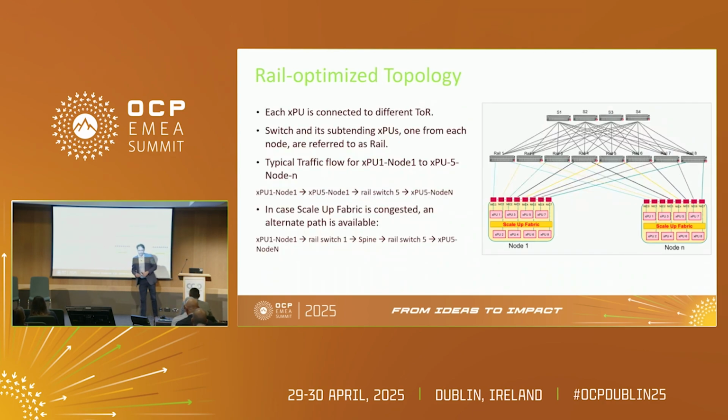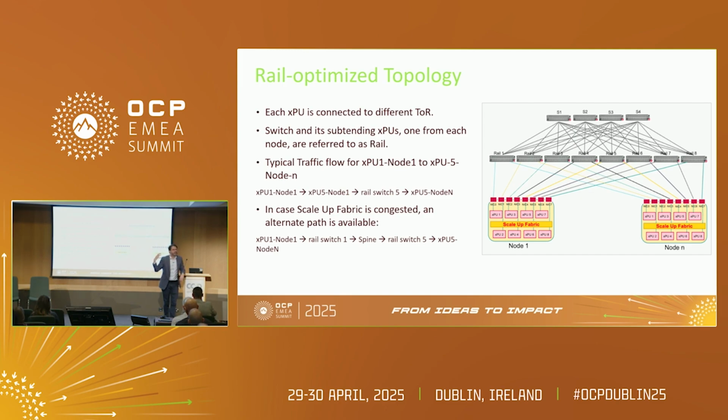What is rail-optimized topology? In a rail-optimized topology, each XPU from a server is connected to a different leaf switch. So XPU 1 is connected to leaf 1, XPU 2 is connected to leaf 2, XPU 8 is connected to leaf 8. In this topology, we do not refer to these switches as leaf or ToR, we call them rails. These topologies tend to be symmetric, which means that XPU 1 from server 1 is connected to rail 1, and similarly, XPU 1 on server 2 is connected to rail 1, XPU 1 on server 3 is connected to rail 1, and so on. They are symmetric.